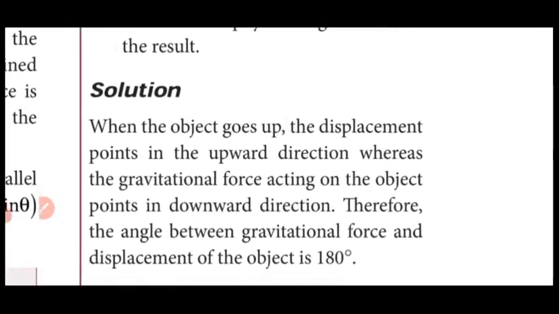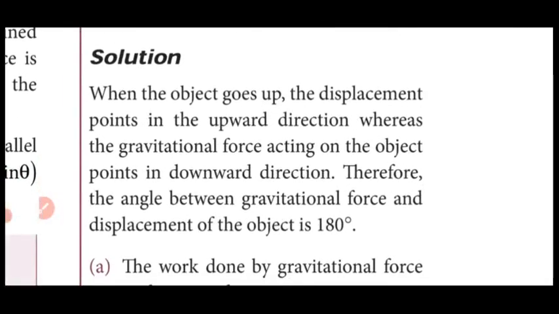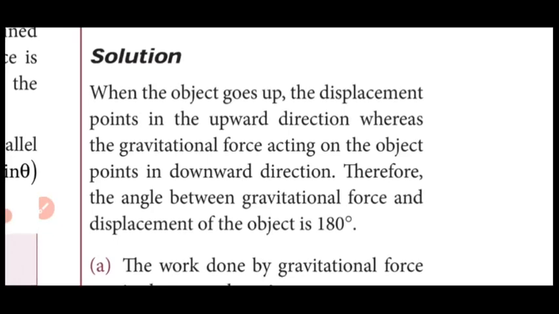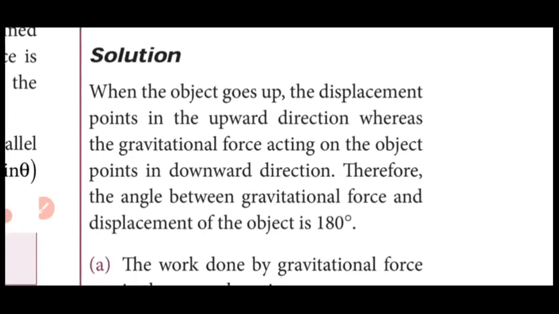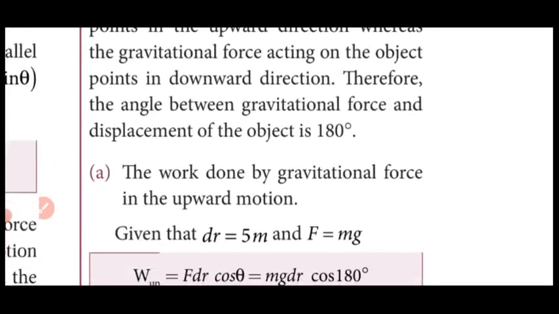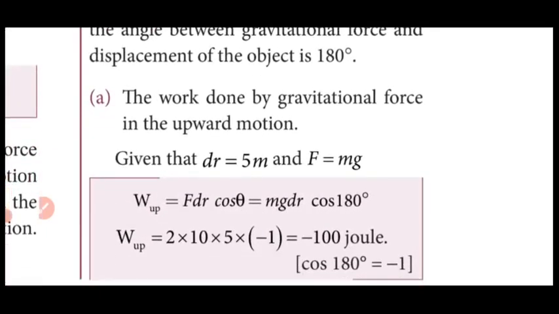For the solution: when the object goes up, the displacement points in the upward direction, whereas the gravitational force acting on the object points in the downward direction. So the angle between the displacement and the gravitational force is 180 degrees. So for theta we take 180. In the first case, the object is going upward, so we find the work done by the gravitational force in the upward motion.